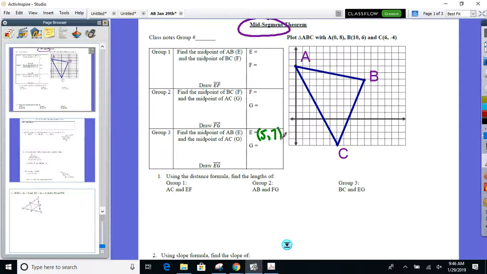Make sure if you weren't assigned to these, you copy them down now. And what about point G there, group 3? 3, 2. So everyone take a second right now, jot down point E and G, and please plot them and draw in segment EG. All right, 5, 7. And 3, 2.